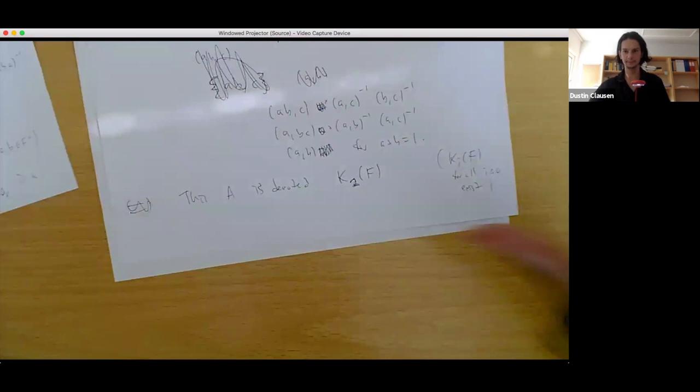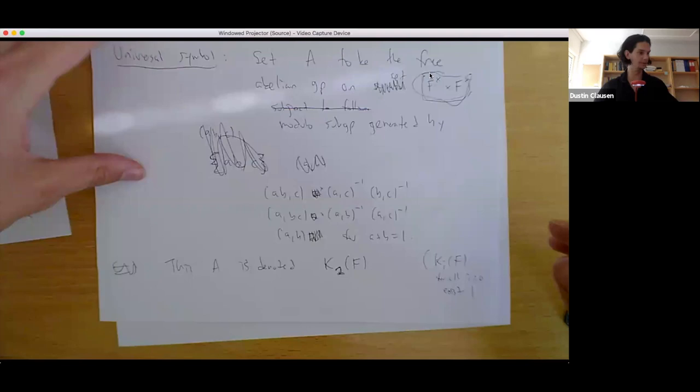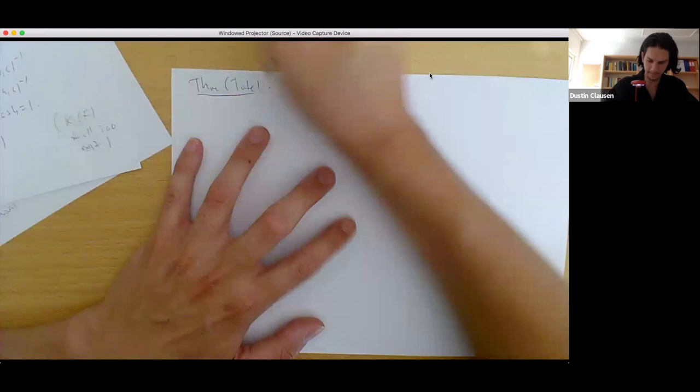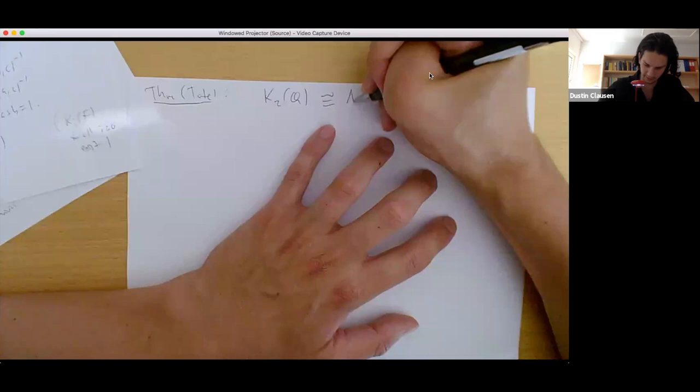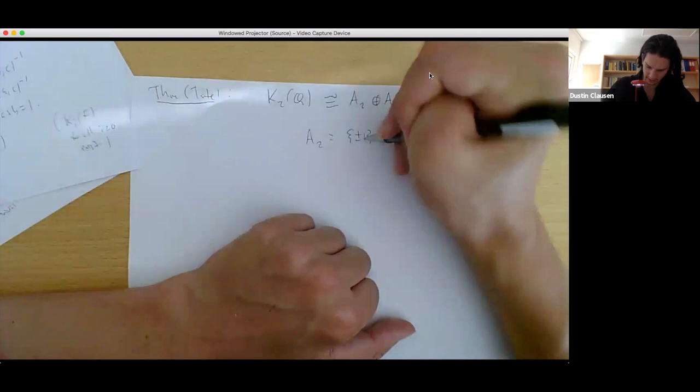Right. To finish up, let me state Tate's calculation of K2 of Q. Theorem, Tate: K2 of Q is isomorphic to, well, here's the way Milnor writes it, A2 direct sum A3 direct sum A5, and so on. So it's a direct sum over prime numbers of certain finite abelian groups, where A2 is the group of signs, and AP is Z mod PZ cross for P odd.